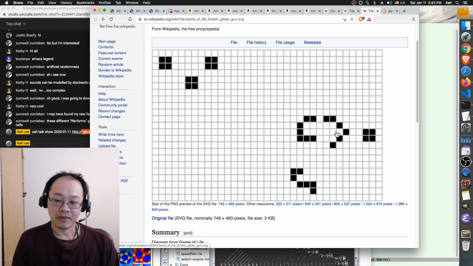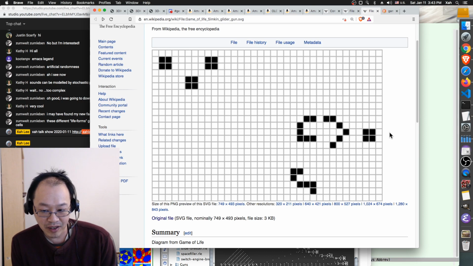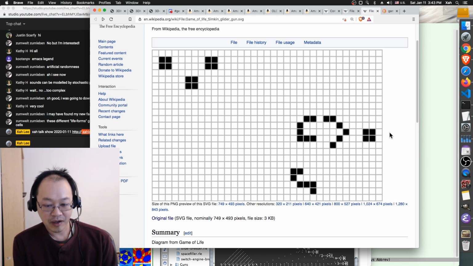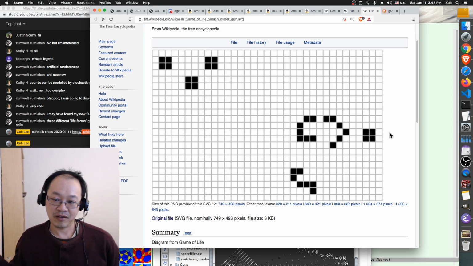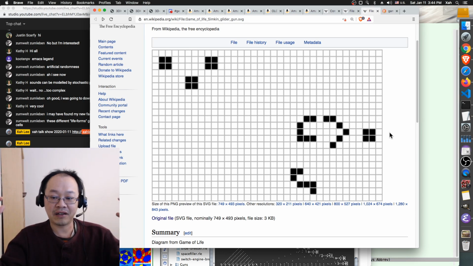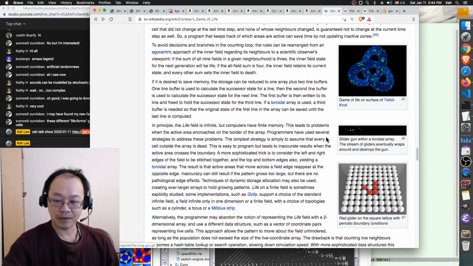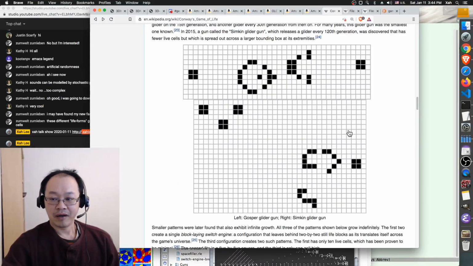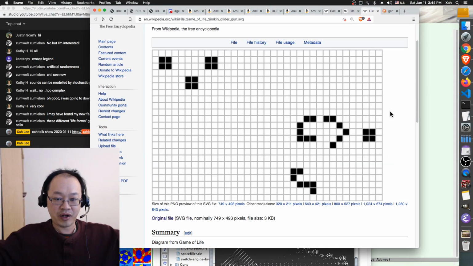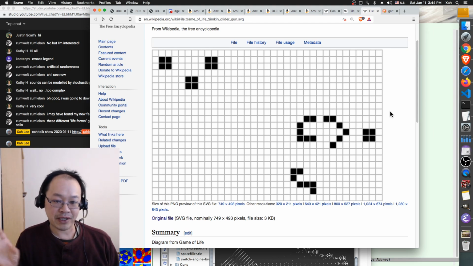However, let me ask you, for example, if you are given this pattern, what will happen? Will this pattern die out, or will it become stable, or will it grow infinitely? One of three choices. Will it die out, or will it become stable, where the population doesn't grow and doesn't shrink, like one of those blinker patterns, or will it grow and grow infinitely? So that's the question. Given a pattern, what will happen to it?